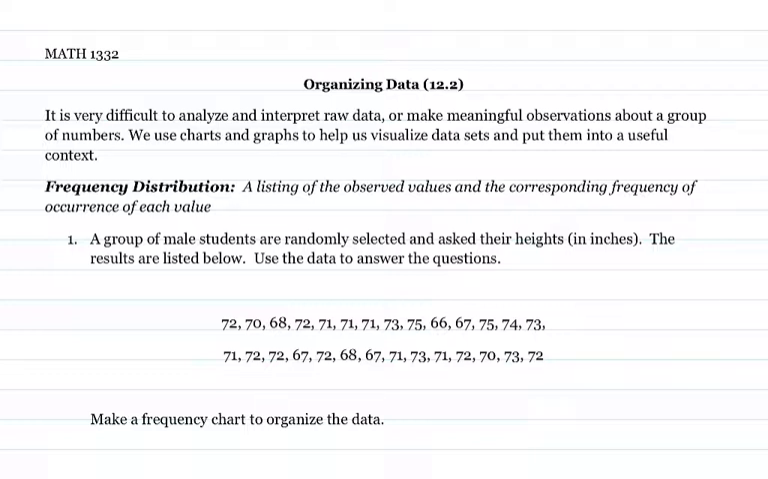in a useful manner. So one way we're going to look at representing data is just looking at what's called a frequency distribution. And a frequency distribution is a listing of the observed values and the corresponding frequency of occurrence for each value. So all you're doing is just looking at a list of data and determining how many times each piece of data appears in that list.